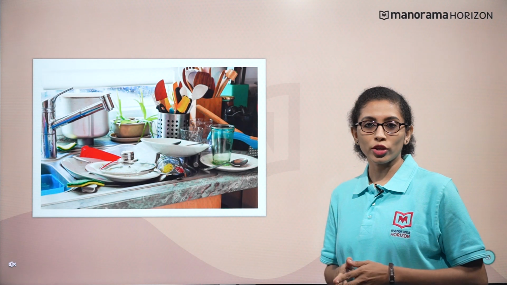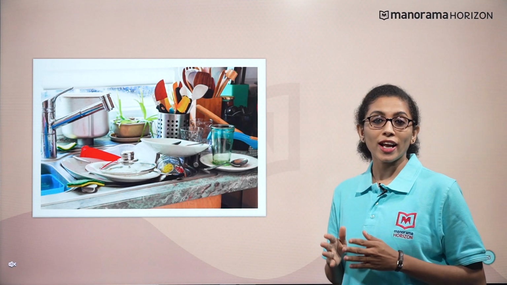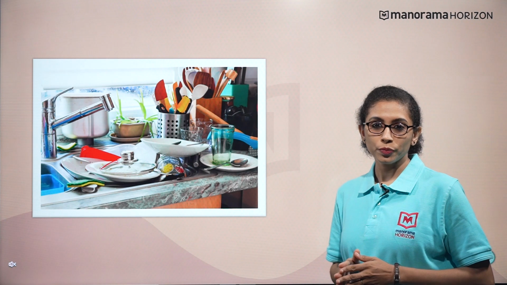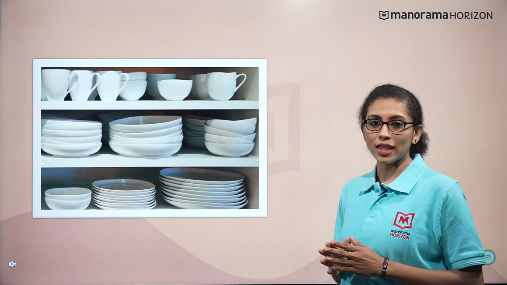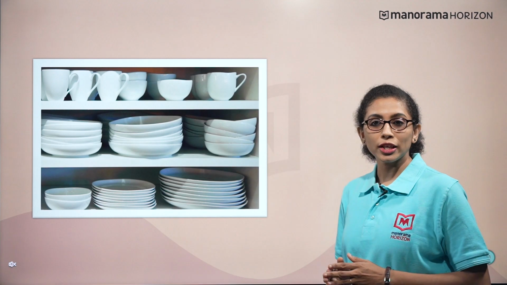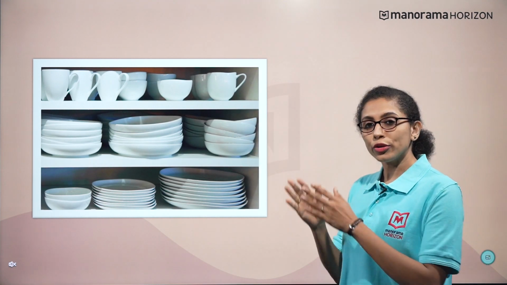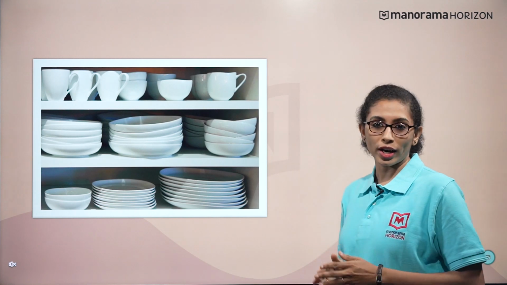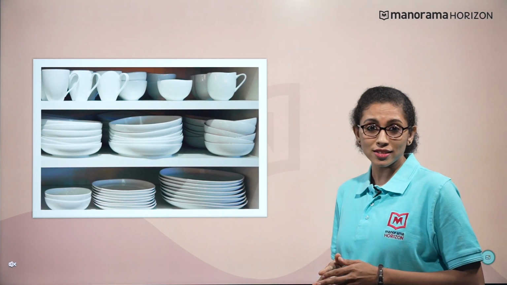Suppose your kitchen wardrobe is found so messy and your mother asks you to organize the kitchen. What will you do? You will organize the kitchen wardrobe in such a way that the plates are arranged in one rack, the bowls are kept in another rack, and you keep the cups separated from one another, right? Have you noticed something particular in this?